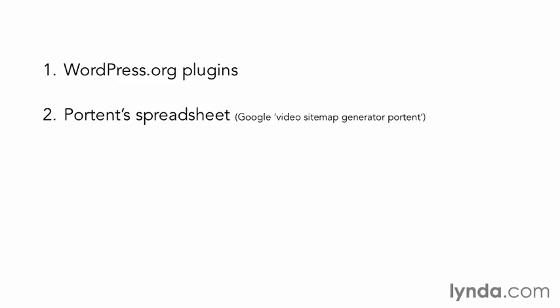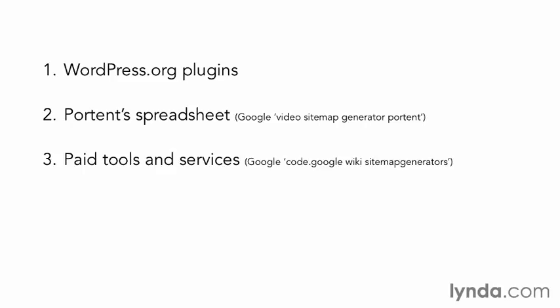My team has actually created a fancy Google Docs spreadsheet that'll generate the sitemap for you. Go on to Google and do a quick search on Video Sitemap Generator Portent and just click the first item, and you can go use that sheet. And there are several paid products and services that'll generate the sitemaps for you. Google lists some of the more common ones on their site, and you can find that page by doing a search on Google for code.google wiki sitemap generators.